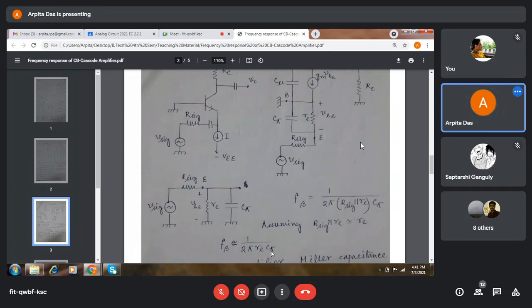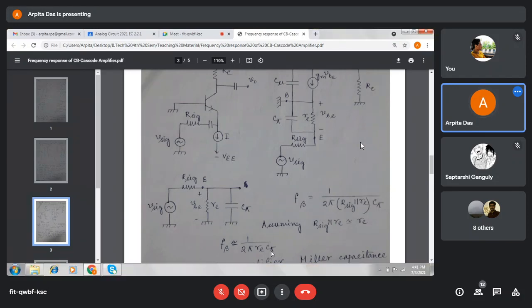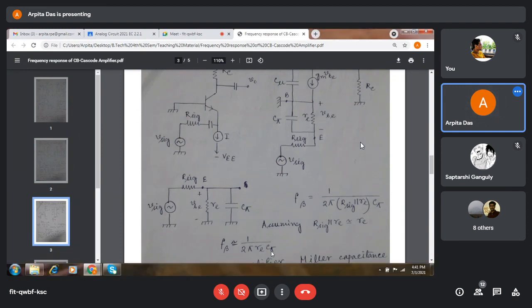Now both C_pi and C_mu are of the same order, although C_pi is slightly greater than C_mu, but both are of the same order. And when C_mu is multiplied with the gain of the amplifier, which is quite high for both the CE stage amplifier and the CB stage amplifier, that product, the Miller capacitance, is much higher than C_pi or C_mu itself. Because it is gain times C_mu, it is much higher than C_mu itself, and also much higher than C_pi itself.